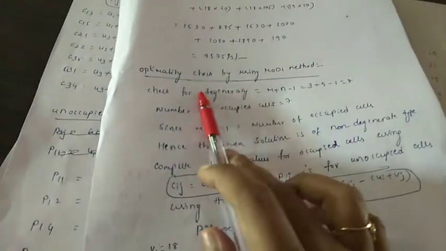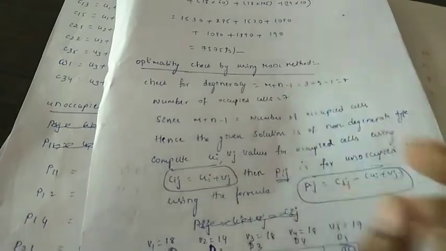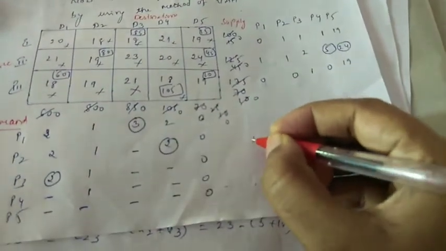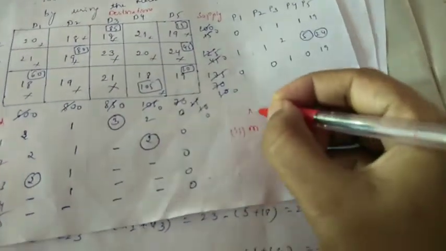Now the optimality check by using the MODI method. In the optimality check by the MODI method, first of all we check whether it is non-degenerate or degenerate. Here the number of rows, M. The second step is non-degeneracy.